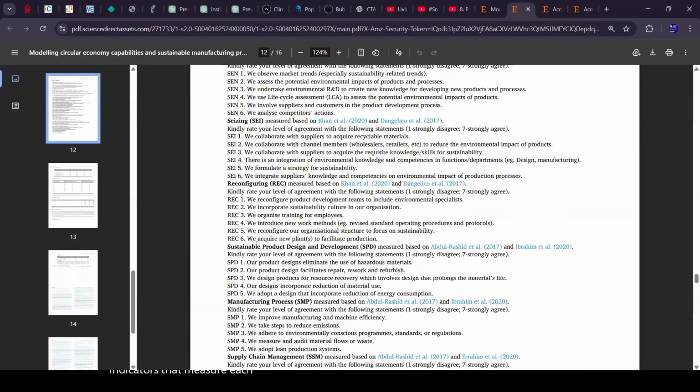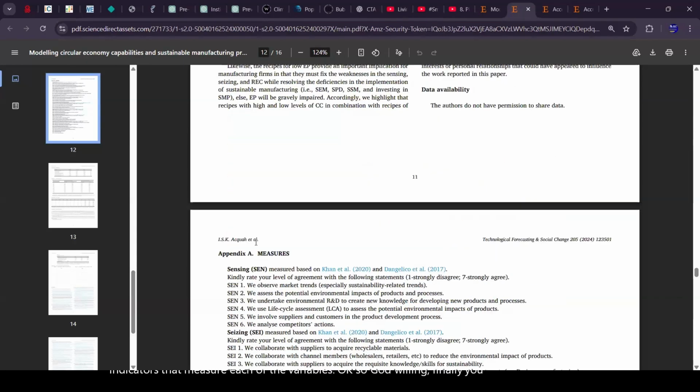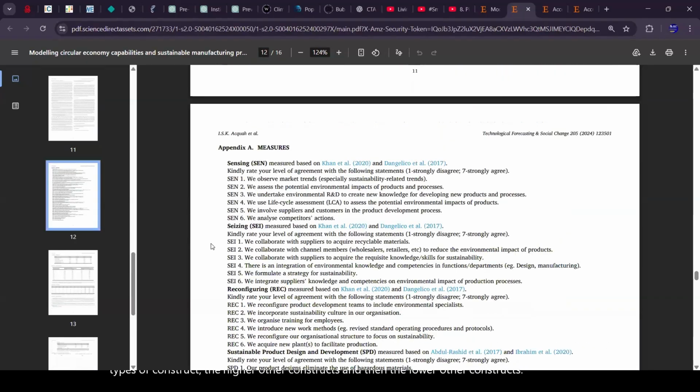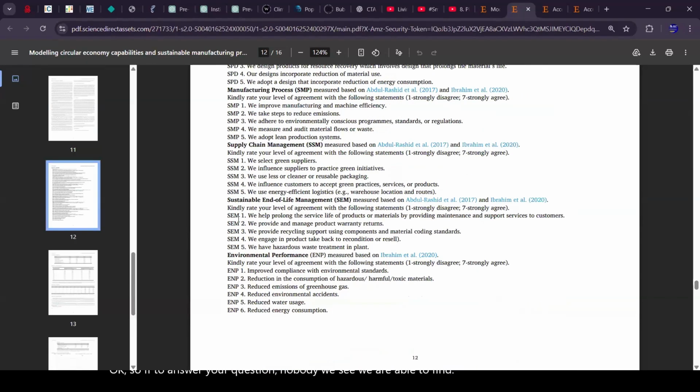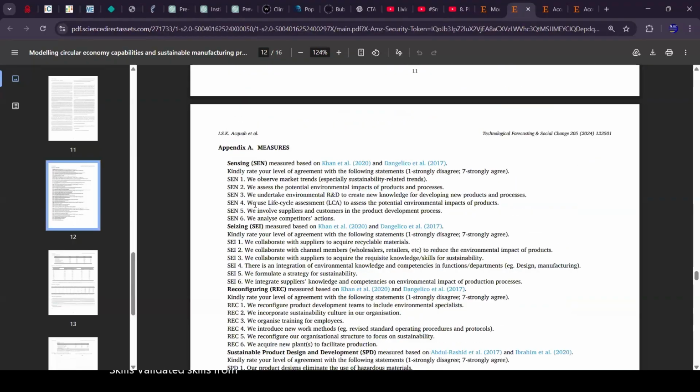Okay, so God willing, when we continue our journey in this PLS, we are going to look at the various types of construct, the higher order construct and then the lower order constructs. So to answer the question, normally we are able to find validated scales from literature. And looking at this, he didn't create the questions himself. They made reference to Khan and Dangelico in 2017 to get these questions intact.